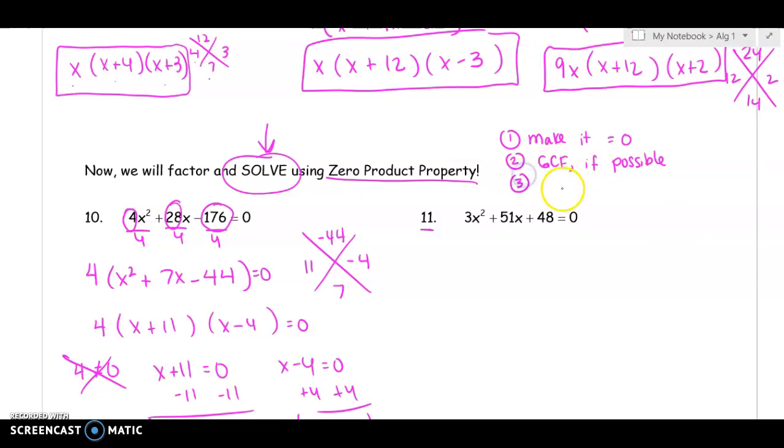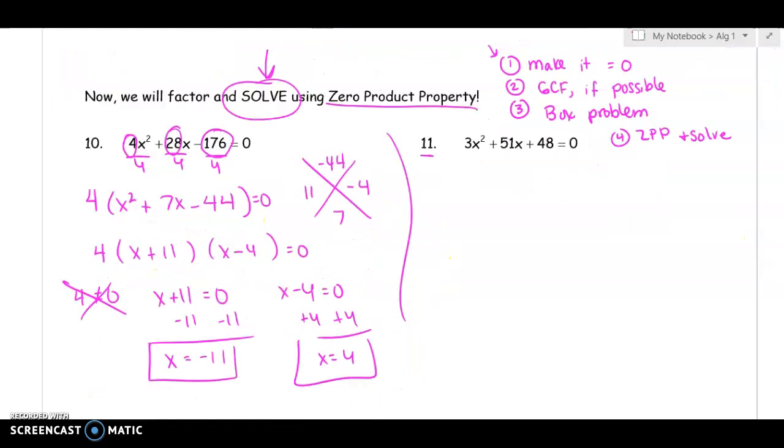Step 3, then you do your box problem. And then step 4, that's when you're going to do zero product property and solve. So in this one, we did all of those steps. The only thing we really didn't have to worry too much about was step 1 because it was already equal to 0. So for number 11, we're going to follow those steps.